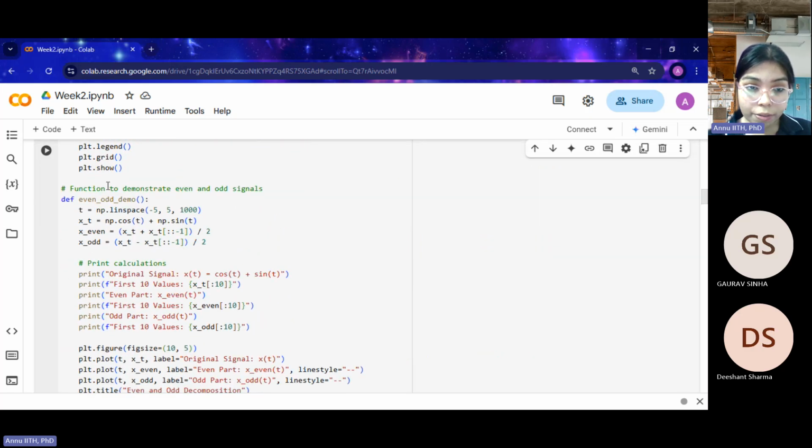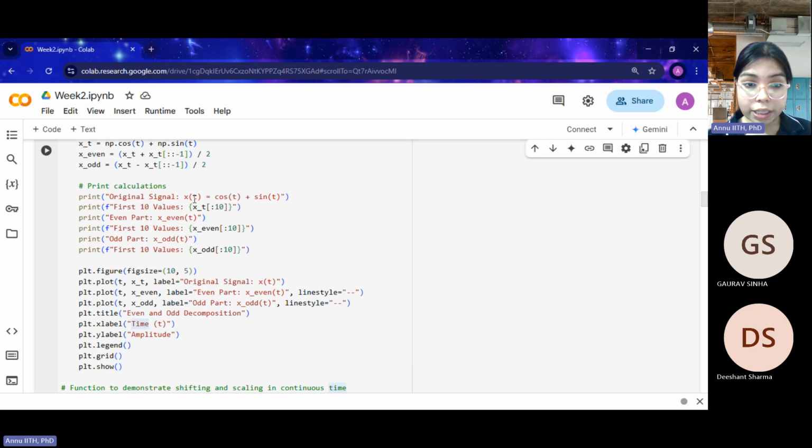And if you want to demonstrate using even and odd signals, the even part can be represented as x of t plus x of minus t, divided by 2. The colon is for all the samples, because we are taking samples. So we are taking all the samples starting from -1, divided by 2, and the odd part is x of t minus x of minus t. So we are reversing the time, and then we are summing and subtracting and dividing by 2.